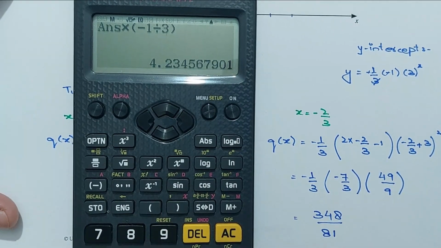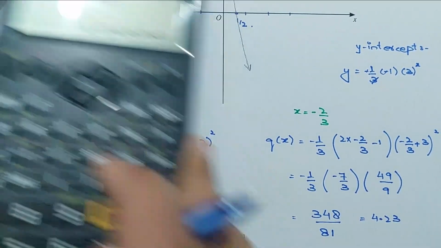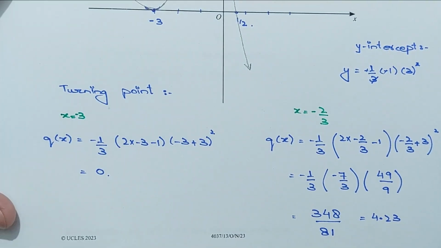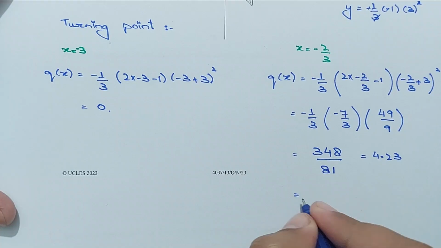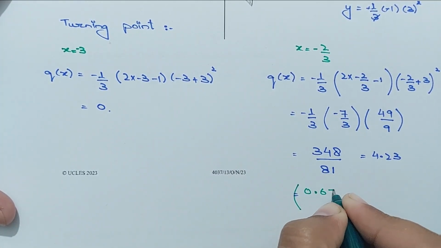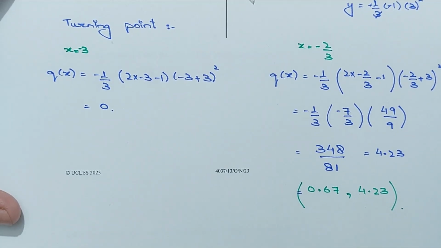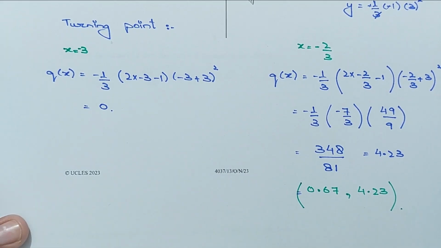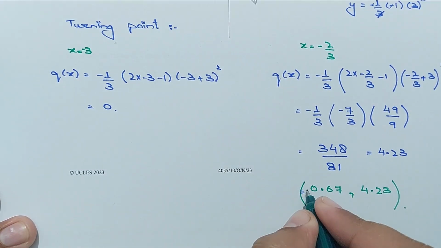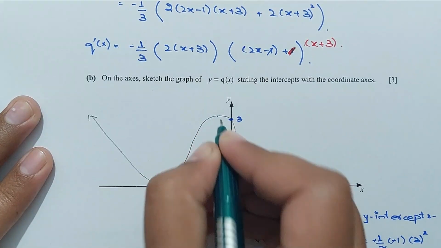In terms of decimal it is 4.23, right? This is the other turning point. And what is 2/3? 2/3 is 0.67, right? Okay, so 0.67, the other turning point we can say is -0.67 and 4.23. If we look at the sketch, x is -0.67 and y is 4.23. So let's say this is another turning point.